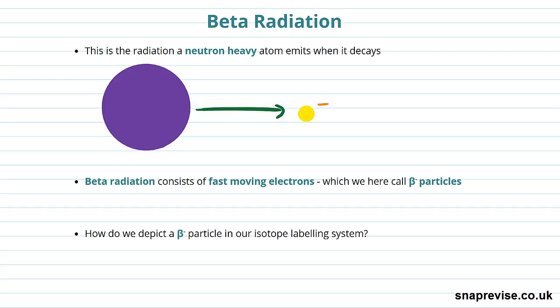So now we're going to look at beta radiation. This is the radiation that a neutron-heavy atom emits when it decays. That is to say, we've got some nucleus that has too many neutrons. One way it can decay, as we were saying for alpha decay, is to get rid of 2 protons and 2 neutrons, but that's not the decay chain that a lot of particles follow when they're unstable. A nicer thing for them to do would just be to convert 1 neutron into a proton. And that's exactly what goes on here.